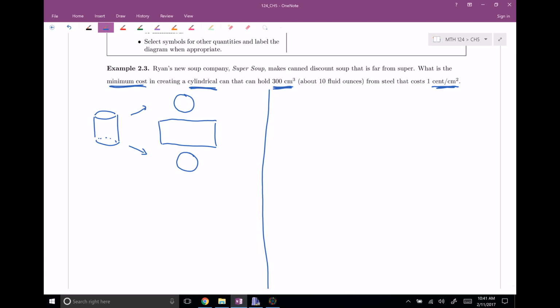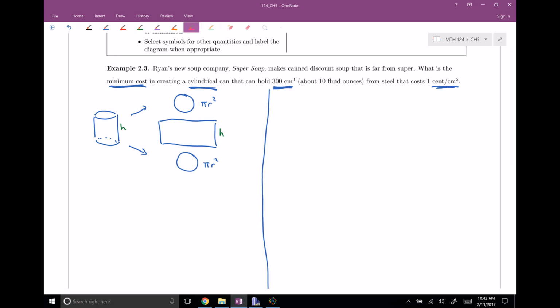This is important because I know area equations for circles and rectangles, right? So for instance, for the circle on top, this is going to be pi times whatever the radius is squared. Likewise in the bottom, pi times the same radius squared. It really depends on what the height of the can is here. So I'm going to use h for height. That's going to be the height of this rectangle.